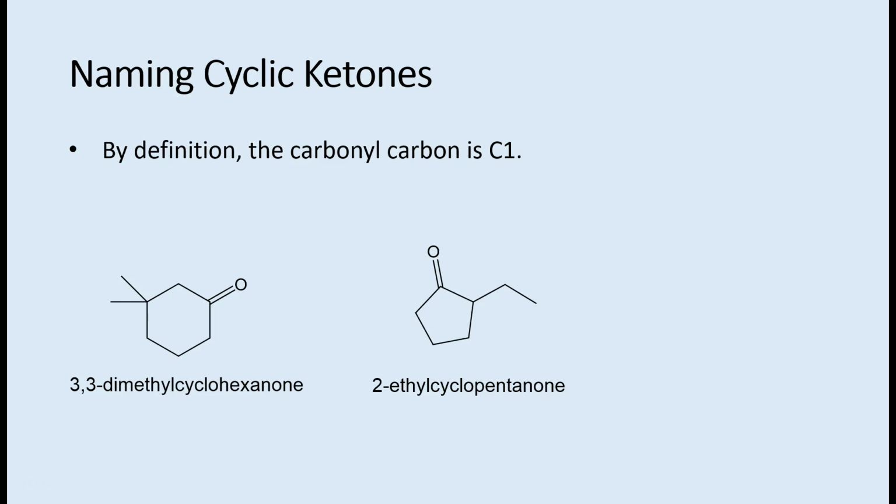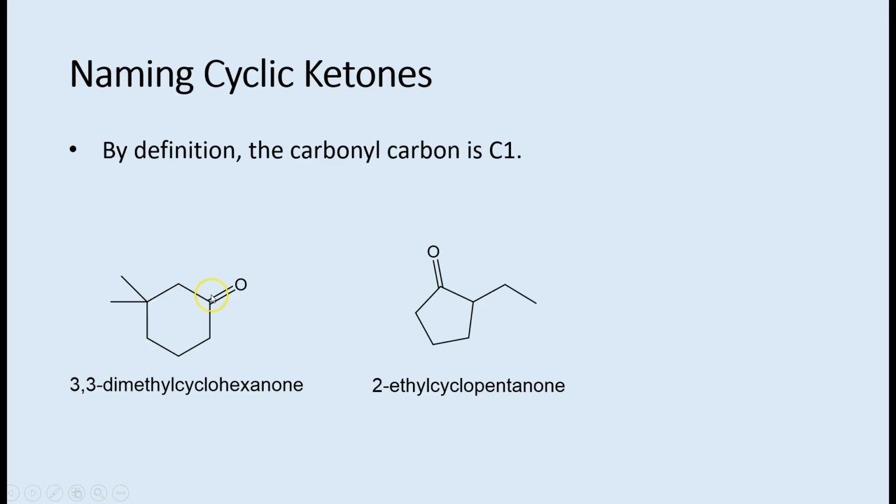Naming cyclic ketones. As I mentioned before, you cannot have a cyclic aldehyde in which the aldehyde itself is part of the ring. If you have a carbonyl group in which the carbonyl carbon is part of a ring, that must be a ketone. And so by definition, the carbonyl carbon is going to be carbon 1. And then we're simply going to number it in the direction that gives the substituents the lowest possible combination of numbers. So this is carbon 1. If I number in this direction, the 2 methyl groups are on carbon 3, whereas if I number in this direction, that puts the 2 methyl groups on carbon 5.